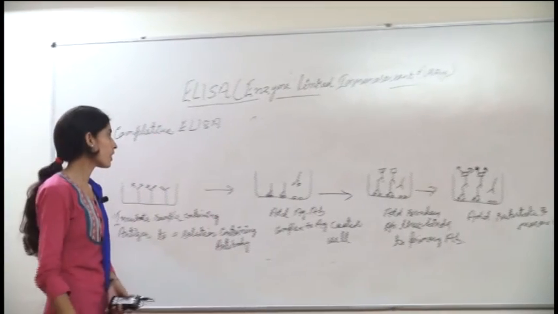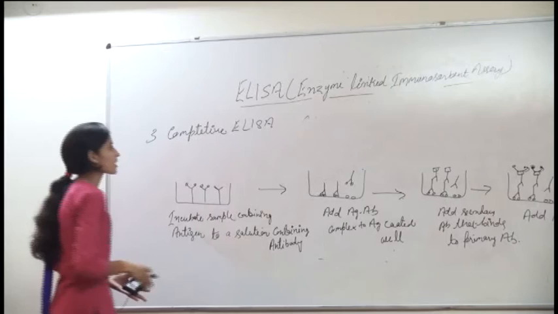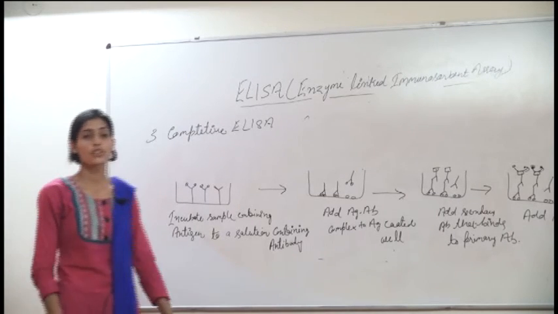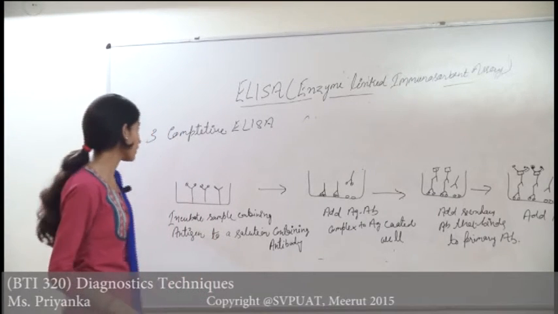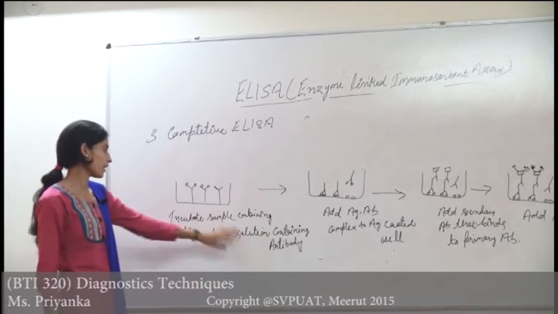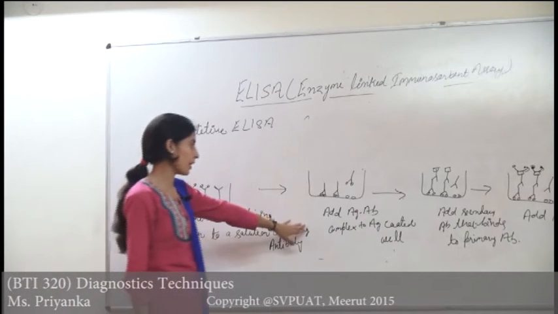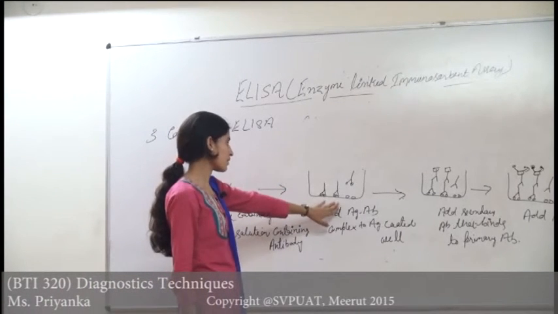So the third type of ELISA is competitive ELISA. It is another variation for measuring the concentration of antigen in our sample. In competitive ELISA, first we incubate our sample containing antigen with a solution containing antibody. These form antigen-antibody complexes. Then these complexes are applied to antigen-coated wells.